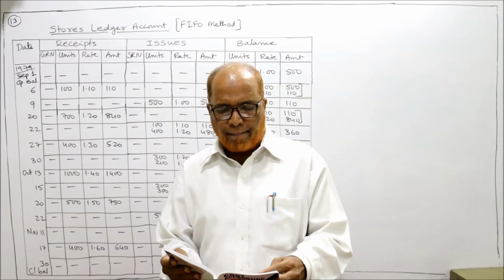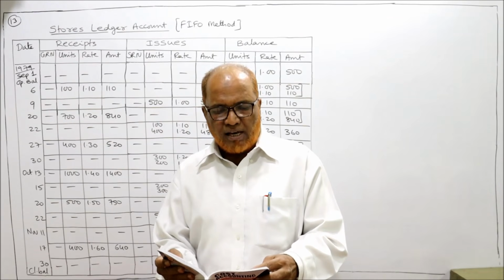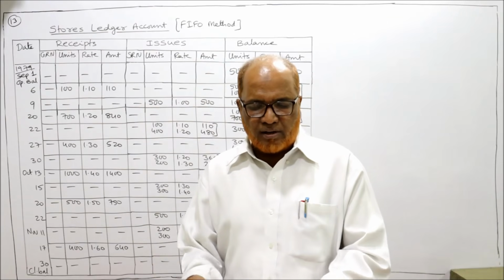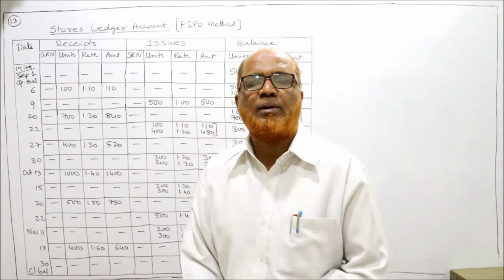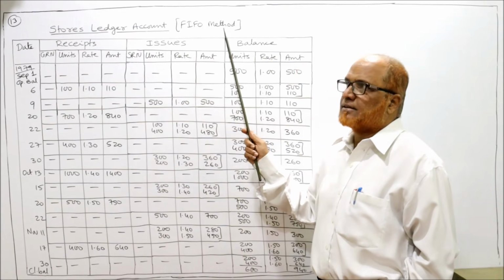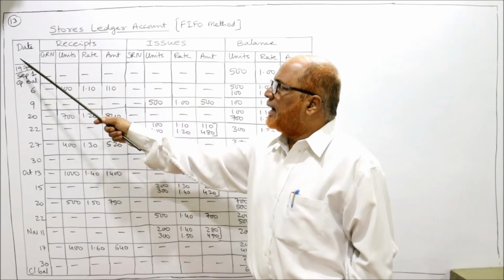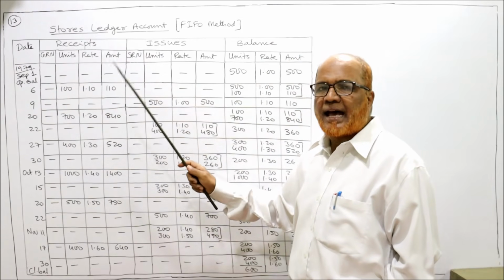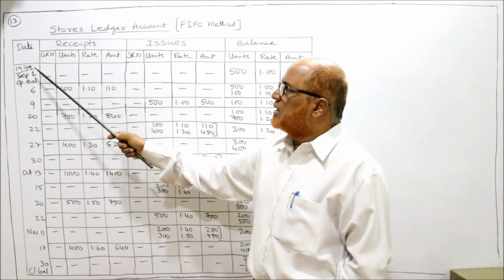November 11th, there is issue of 500 units, and last, November 17th, there is purchase of 400 units at ₹1.60. So you can see here the store's ledger account, FIFO method, problem number 13. Date, receipts, issues, balance. All the columns are exactly the same as in the previous problem.